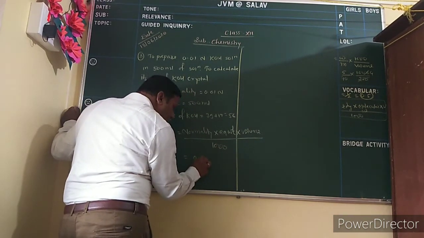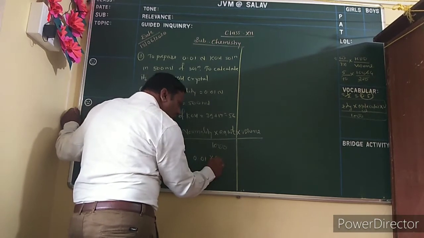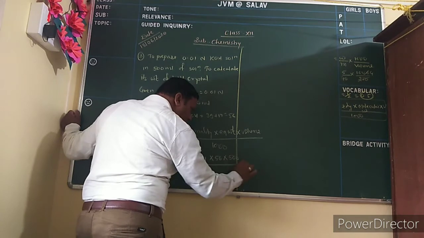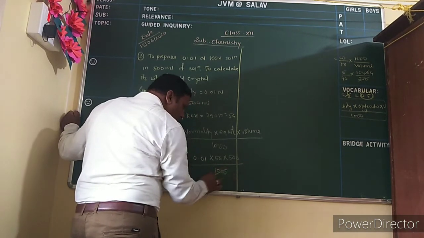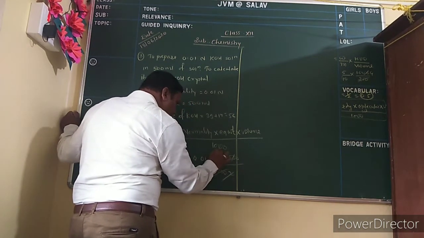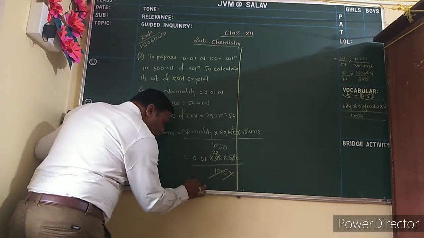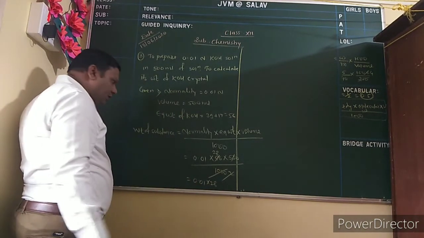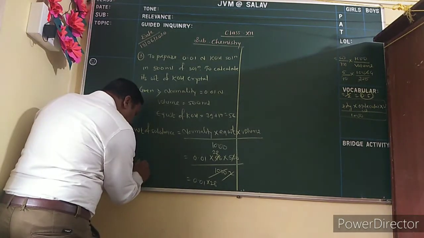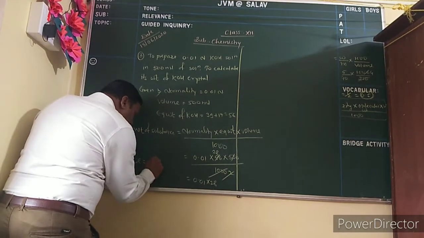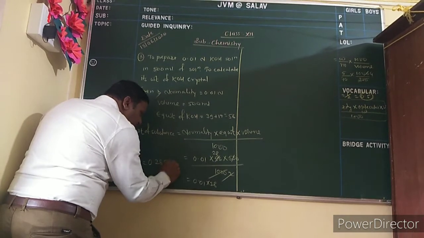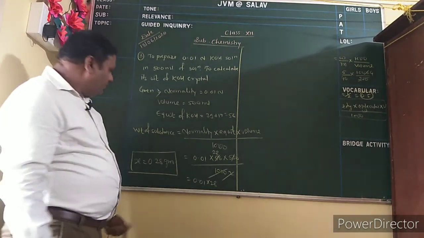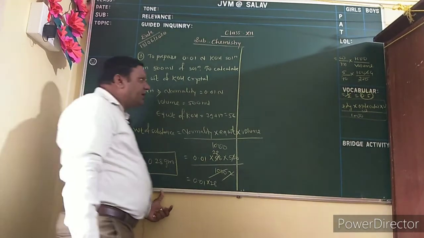Normality will be 0.01, equivalent weight 56, volume 500 upon 1000. So 0.01 into 28. 0.01 into 28 is equal to how much? 0.28 gram. 0.28 gram.